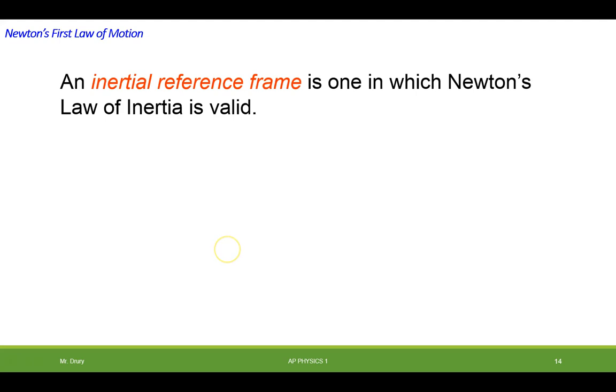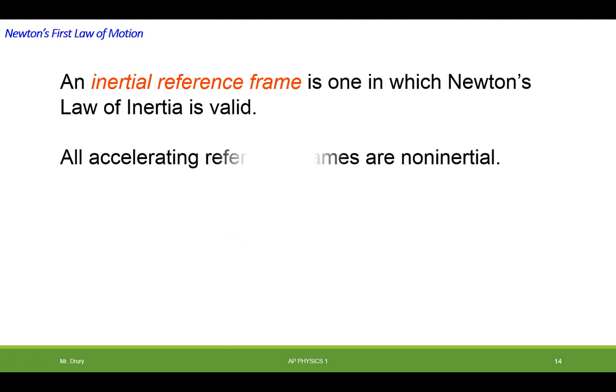Okay, an inertial reference frame is one in which Newton's law of inertia is valid. In other words, the object is not accelerating, nor is the reference frame that it's in accelerating. Okay, and that's pretty much it for Newton's first law. We'll learn how to apply Newton's first law later in the chapter.